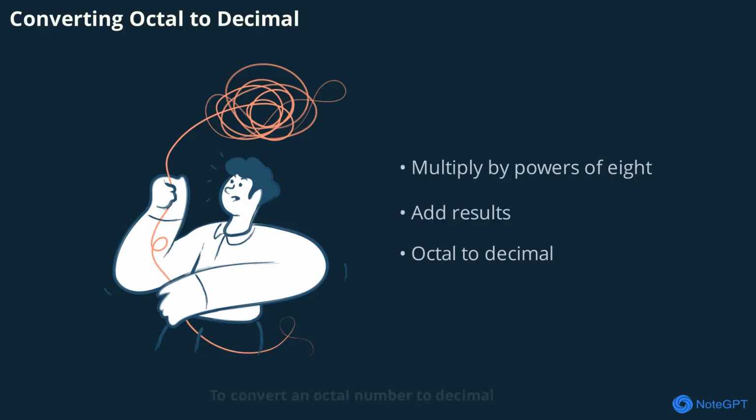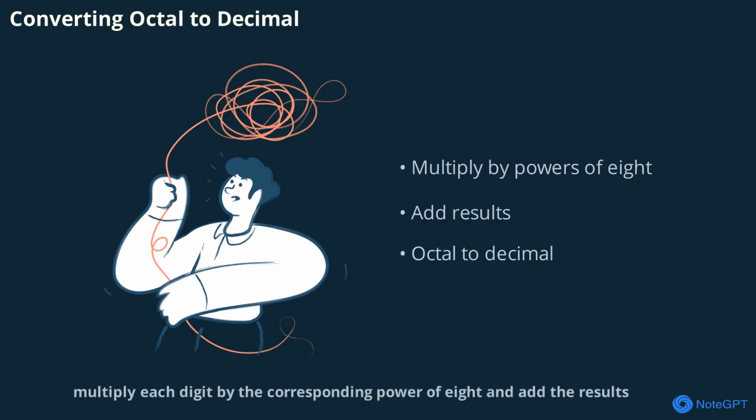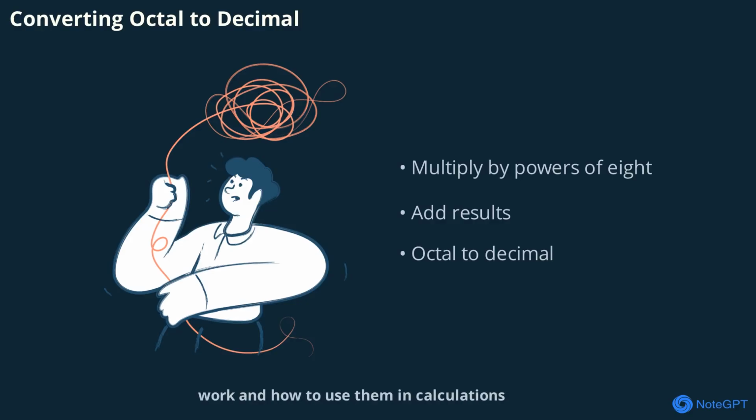To convert an octal number to decimal, multiply each digit by the corresponding power of 8 and add the results. For example, the octal number 31 is 3 times 8 plus 1 times 1, which equals 25 in decimal. This method helps you understand how octal numbers work and how to use them in calculations.